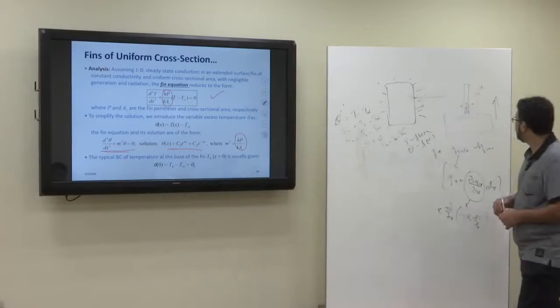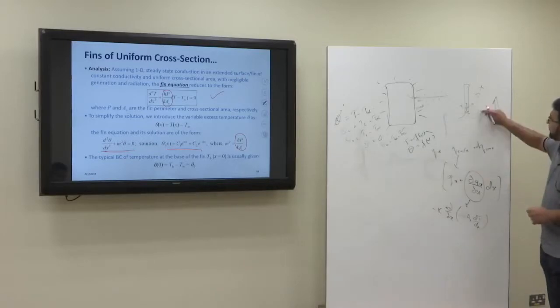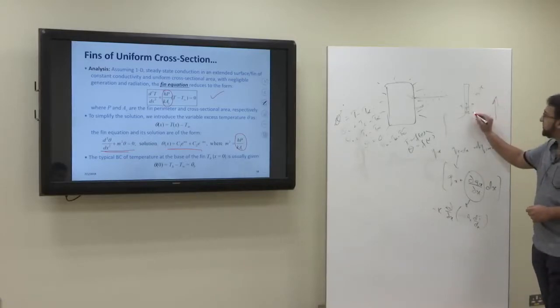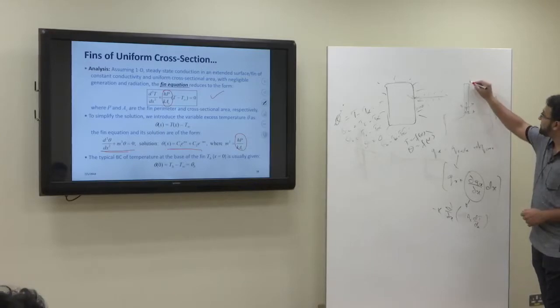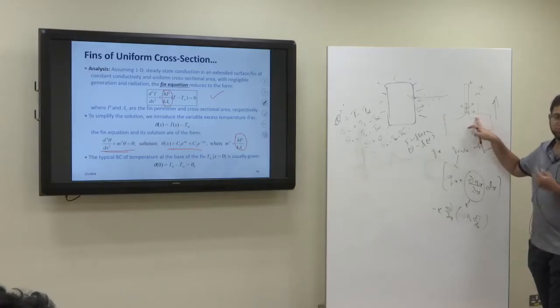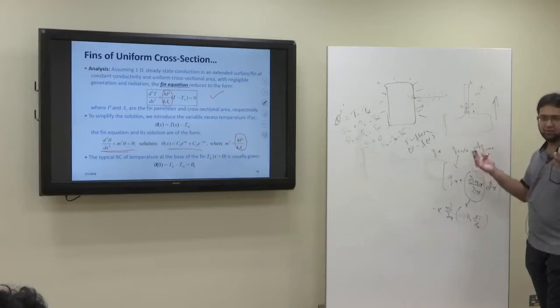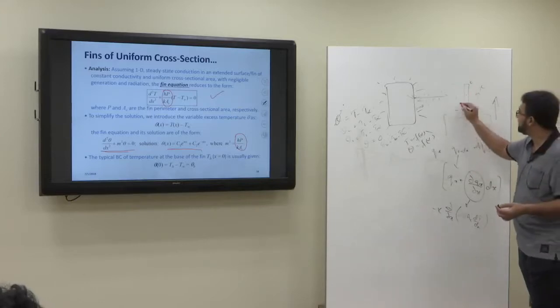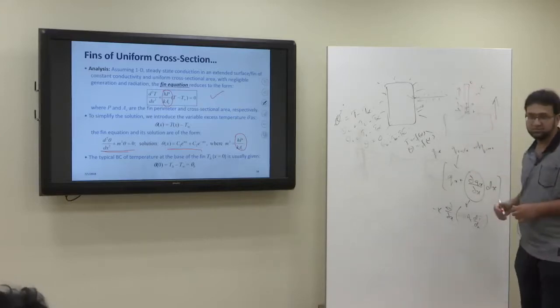For the case of a fin, we always consider that the value of x starts from the base, and this is the tip, from the base to the tip. So at the base, x is equal to 0, and at the tip, x is equal to L, if the length of the fin is L. Is it clear?